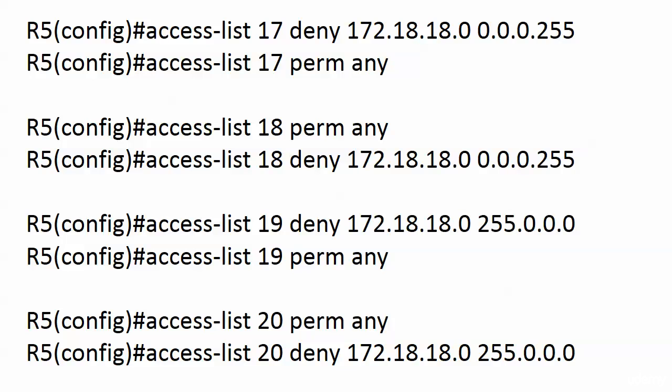And finally, the last one, that is just really messed up. It is a total mess because first off, you've got a permit any at the beginning of it, and then the deny statement is miswritten anyway. So there's nothing good about that last one, or my English. But again, access list 17 is the right one here. It's the only one that matches those requirements.